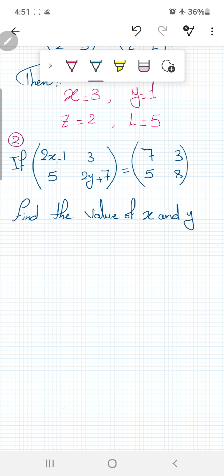If the matrix with entries 2x minus 1, 3, 5, 2y plus 7 equals the matrix 7, 3, 5, 8. Here we have two matrices with the same order, 2 times 2 and 2 times 2. Since the two matrices are equal, the corresponding elements are equal. So 2x minus 1 equals 7.